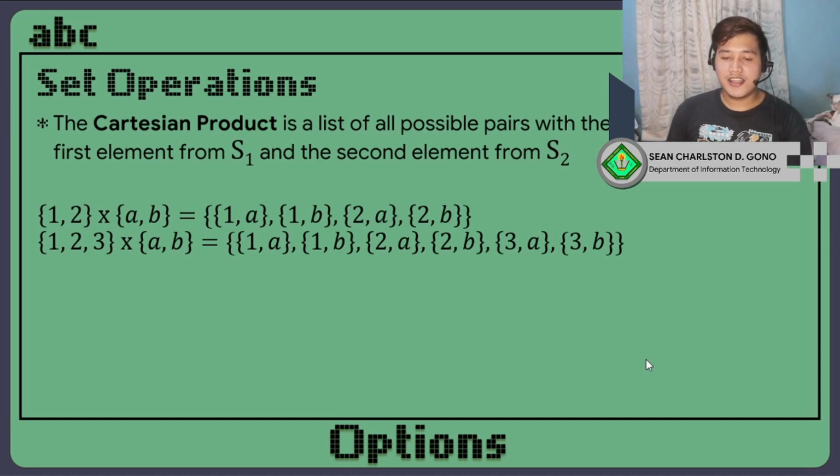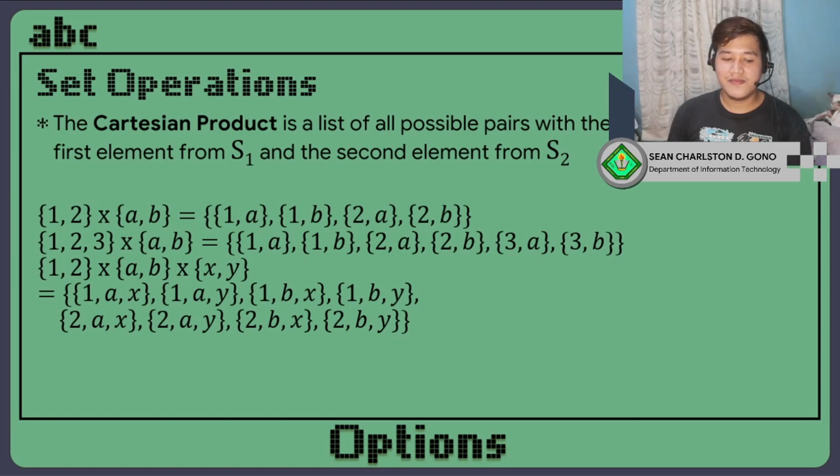How about we make it a little harder? Instead of 2 sets, we have 3. So it's basically just the same. Get the first ones. So that's 1AX, 1AY. Then we'll go to B. So that's 1BX, 1BY. Then let's go to number 2. And the same thing as well.